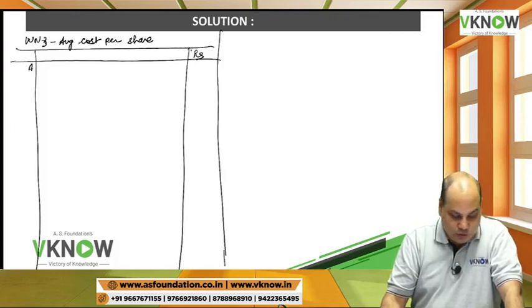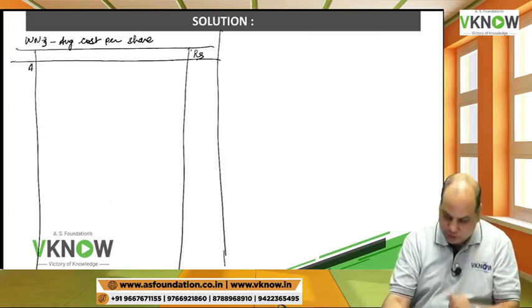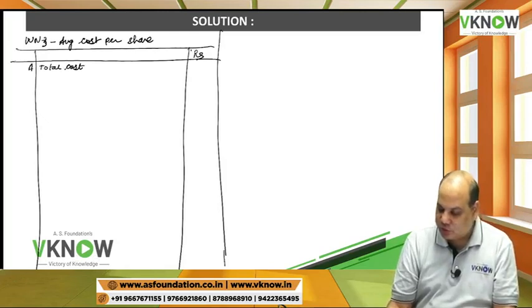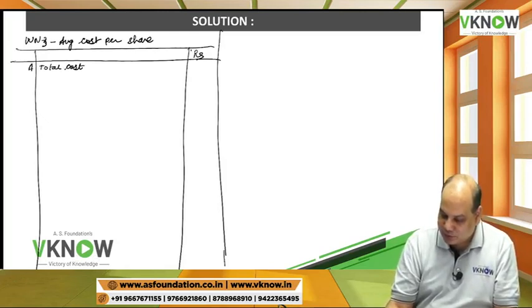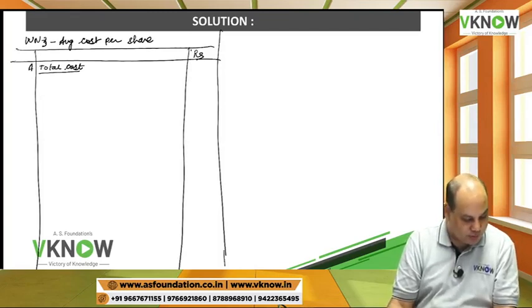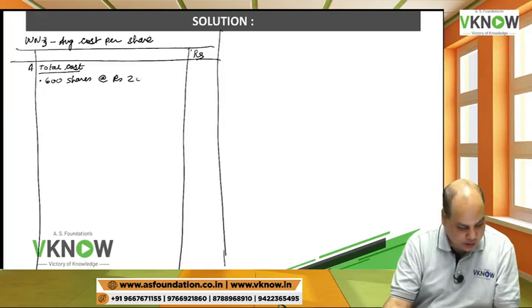Very good. So now let us solve. First write down point A, total cost. Today let us complete this chapter and start with a new chapter, you will understand. Those who have been absent, write down first 600 shares at the rate of rupees 20.